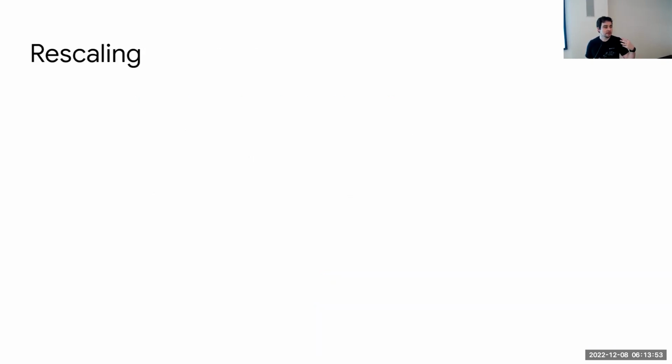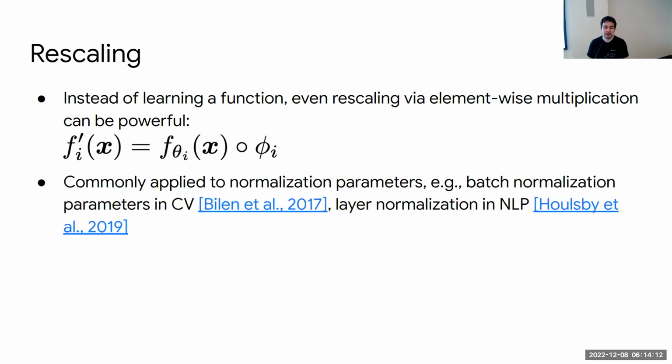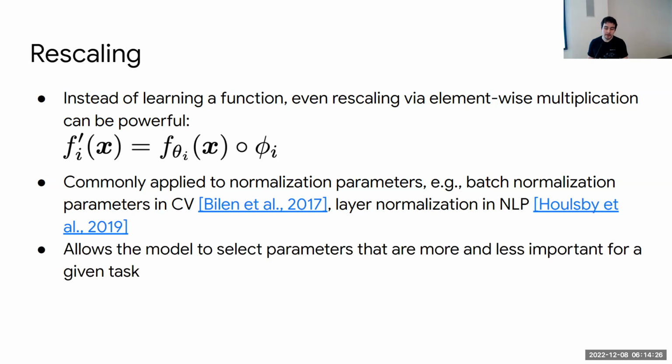Now, you do not actually need to add or learn a whole new function to be effective in this kind of function composition or adaptation regime. You can also get away with simply learning some scalars or a parameter vector to multiply with the existing parameters of the model via element-wise multiplication. This has been most commonly applied to certain normalization layers, where people have modified them using multiplication, either for batch normalization or layer normalization in NLP.